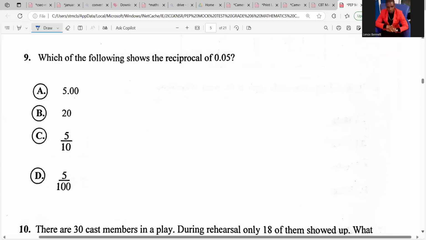All right. Which of the following shows the reciprocal of 0.05? This one will check a lot of persons. Go ahead, guys, and WhatsApp me that one.